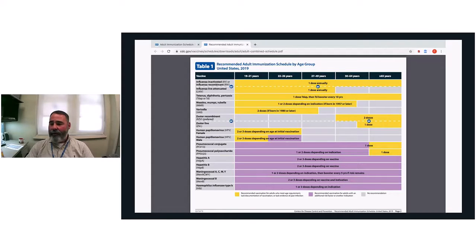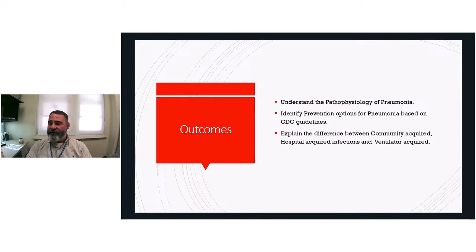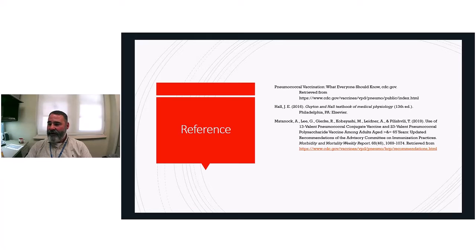Okay, so what were the outcomes of this lecture? Hopefully I presented to you information that you can take home and use in your practice. First off, just a basic understanding of the pathophysiology of pneumonia. Second take home is identifying prevention options of pneumonia. And third is explaining the difference between community-acquired, hospital-acquired, and ventilator-acquired pneumonia. And lastly, I've included the references so that you can research pneumonia more on your own.